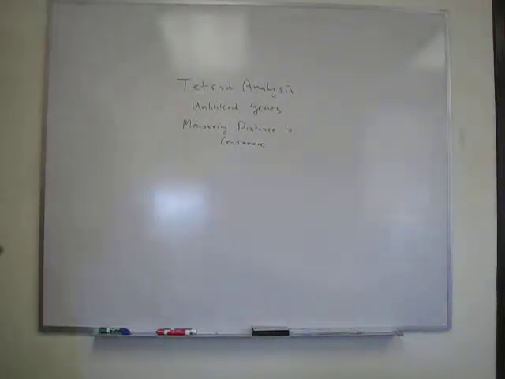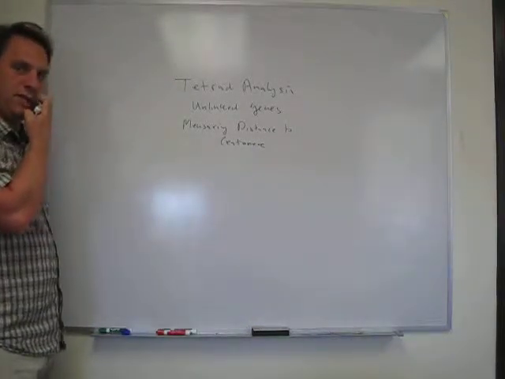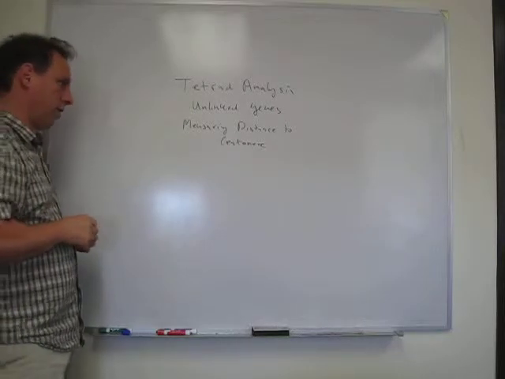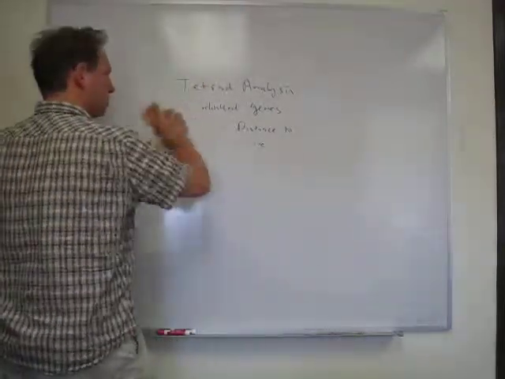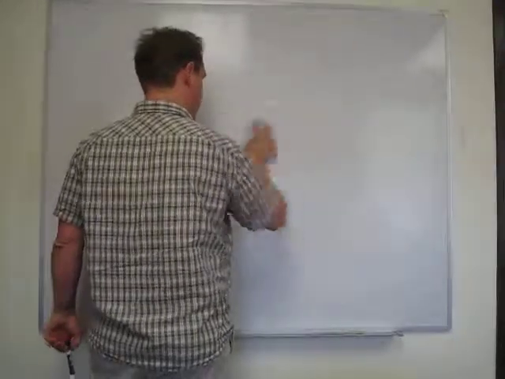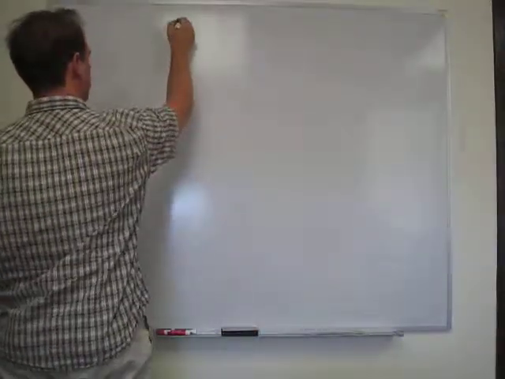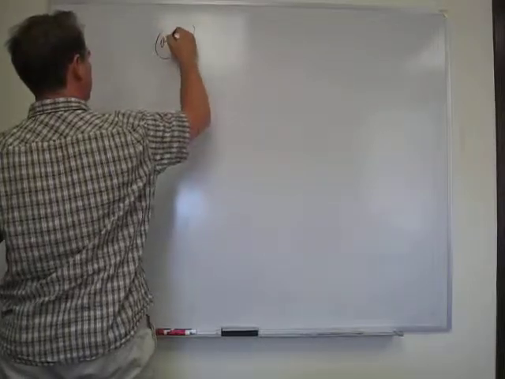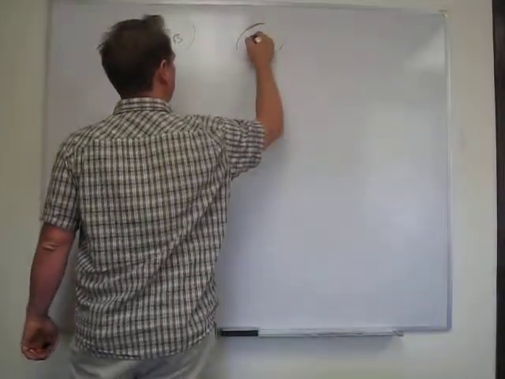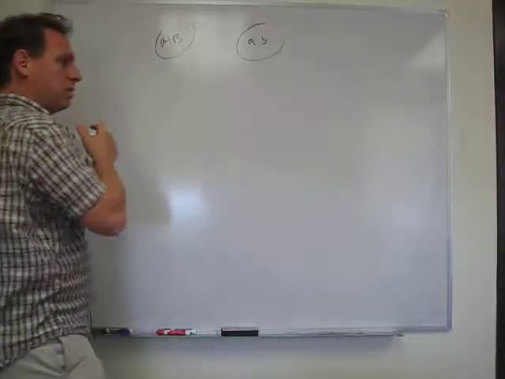So, tetrad analysis with unlinked genes, measuring distance to the centromere. Now, suppose we're not going to work with Leu and Arg and Met. We're just going to talk about big A and little a and big B and little b. Suppose you have these two haploid strains, big A, big B, little a, little b, and these genes are unlinked.